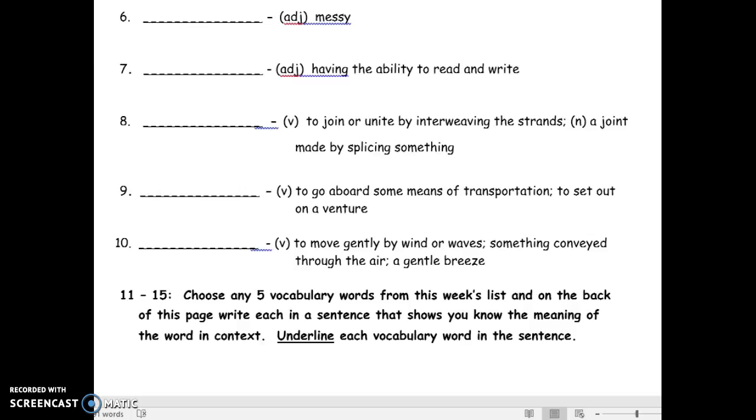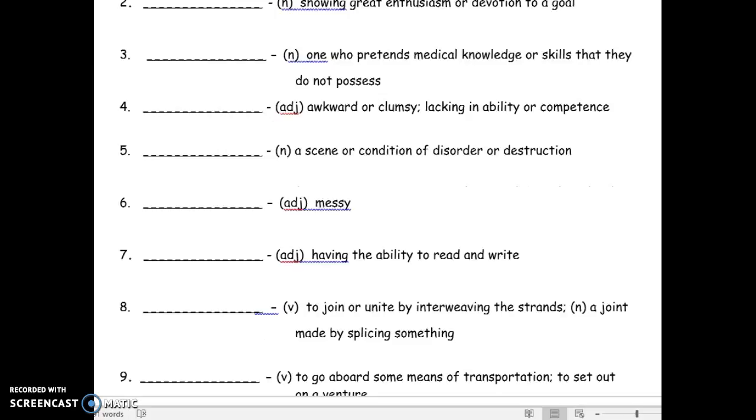Be sure to underline each vocabulary word in the sentence, and be sure to put capitals at the beginning and punctuate your sentences at the end. Notice that numbers 5 and 6 are very similar definitions, but one is a noun, would be used as a noun, and the other is an adjective. Number 6 is an adjective, so you'd use this word to describe someone.